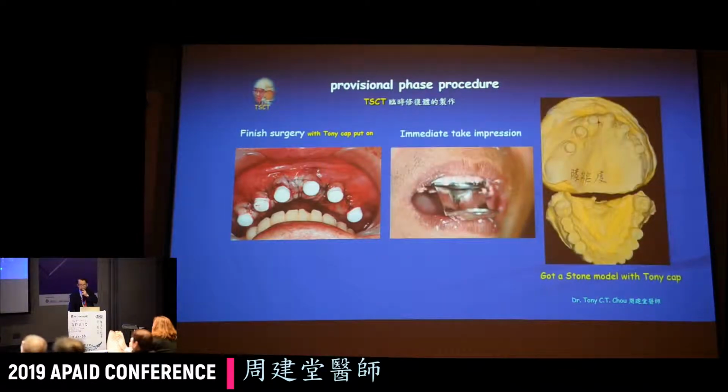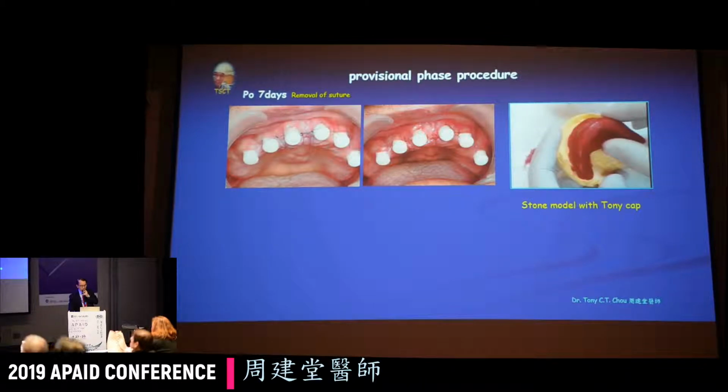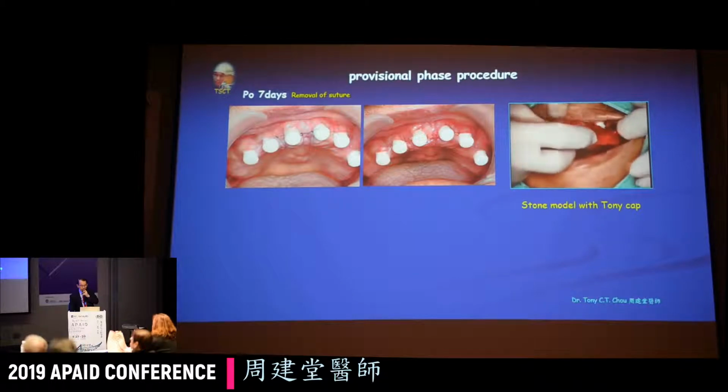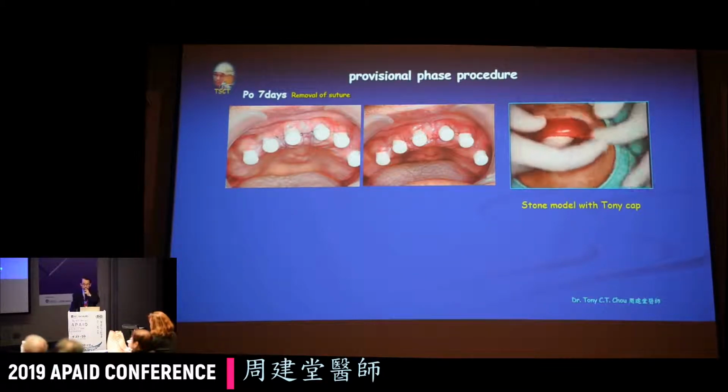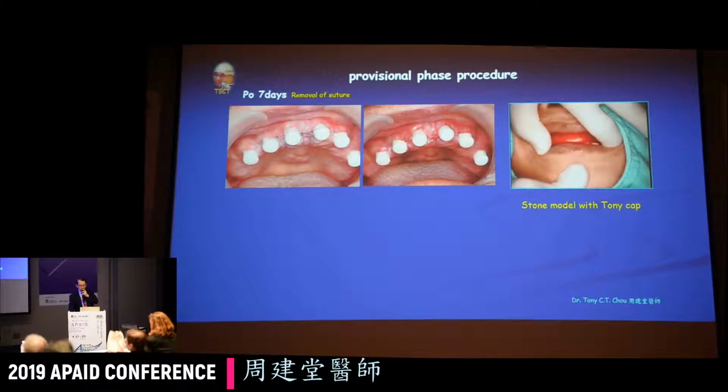We take the impression immediately after we finish the suture, and we get a stone model with the Tony cap. After 7 days, we remove the suture, and we use a wax ring, which is made from the model with the Tony cap, and we take the vertical height bite registration directly in the patient's mouth.